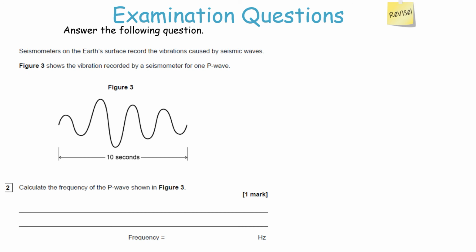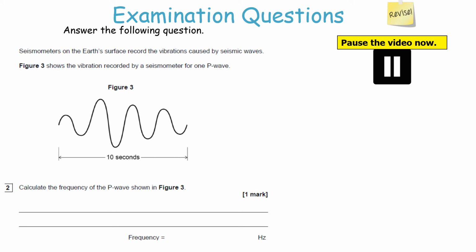Now, next question. Seismometers on the Earth's surface record the vibrations caused by seismic waves. Figure 3 shows the vibration recorded by a seismometer for one P wave. Calculate the frequency of the P wave shown in figure 3. So pause the video now, then unpause the video when you want to go through your answer.